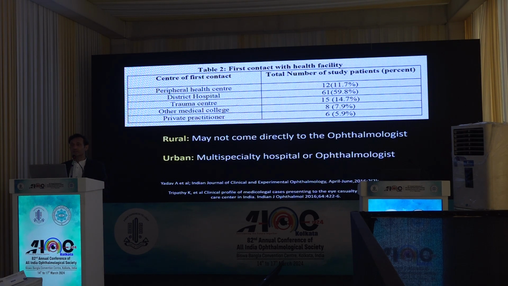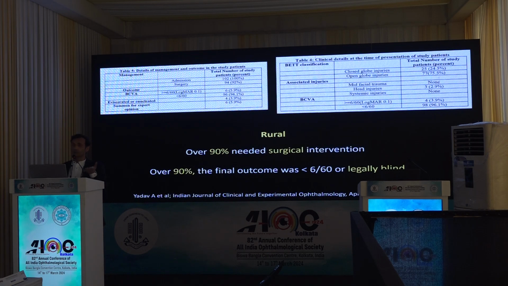In rural areas, you are more likely to see trauma cases in the district hospital. They don't come directly to the ophthalmologist. But if you're practicing in a city or a tier 2 town, from literature at least, you're more likely to be seeing this patient first, even if it's a case of polytrauma. And so that's really important because you might be facing these situations.